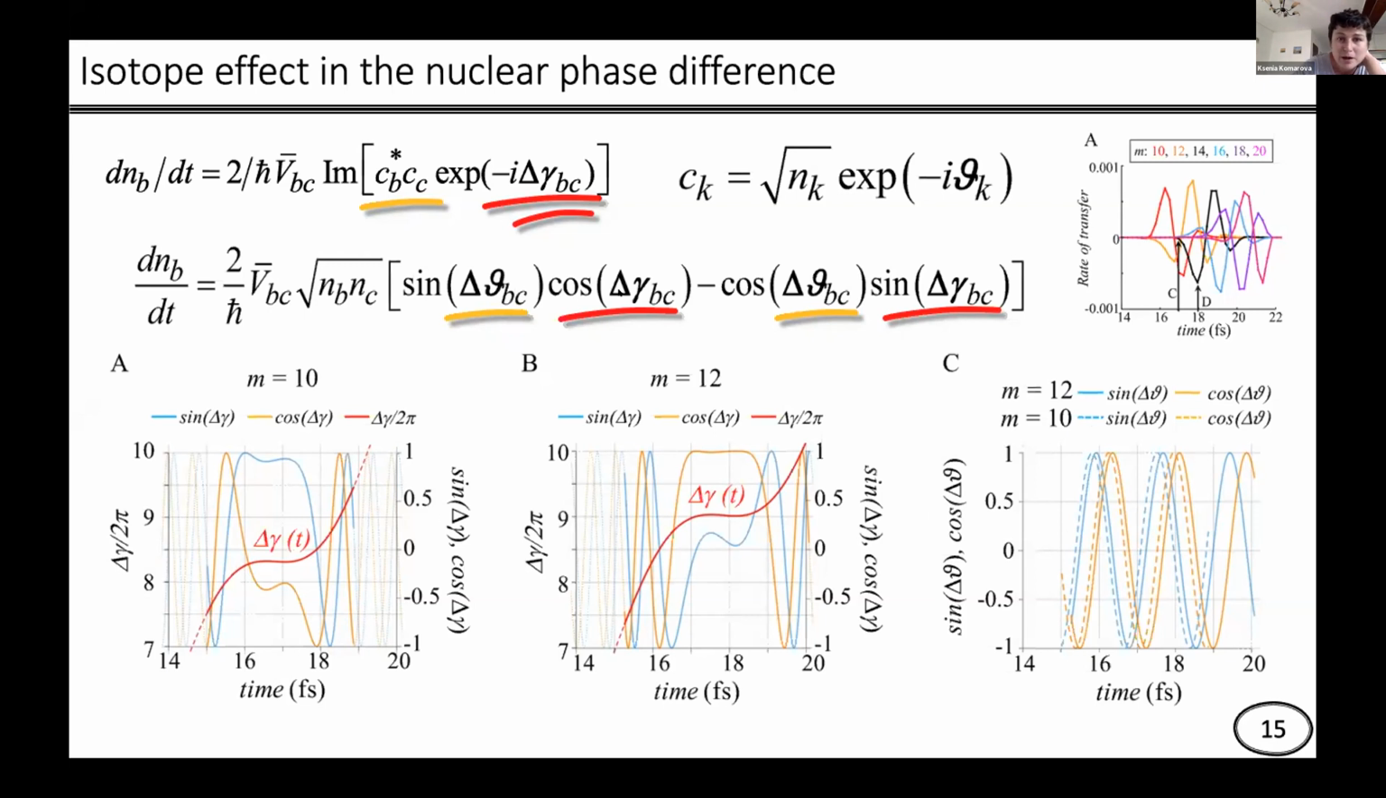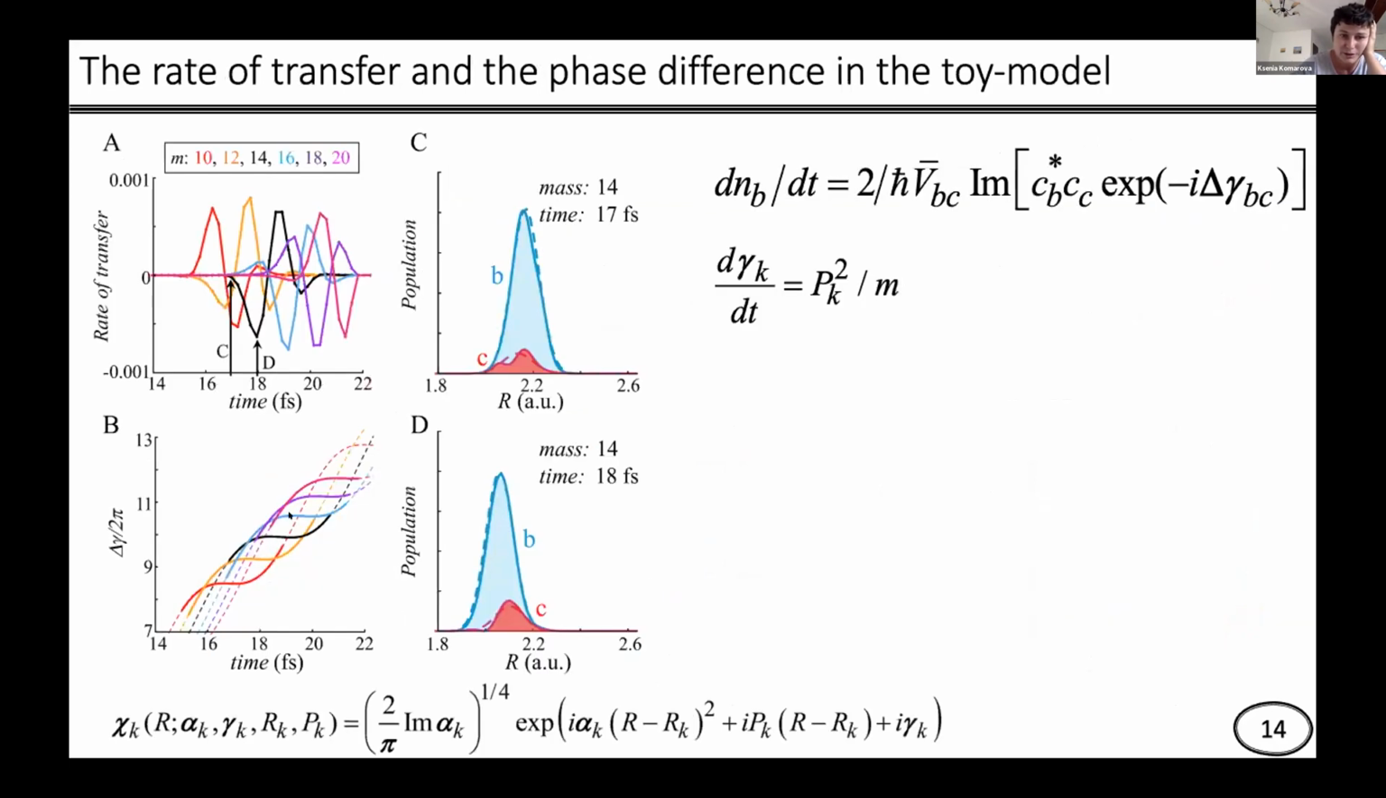While if we compare this delta gamma, the cosine and sine coming from the nuclear phase for these two masses, we can see that the sine, for example, was 1, now it is 0. The cosine was minus 1 over 2, now it is 1. So this jump that was here is really responsible for this inversion, or for the change in the pattern of the transfer.